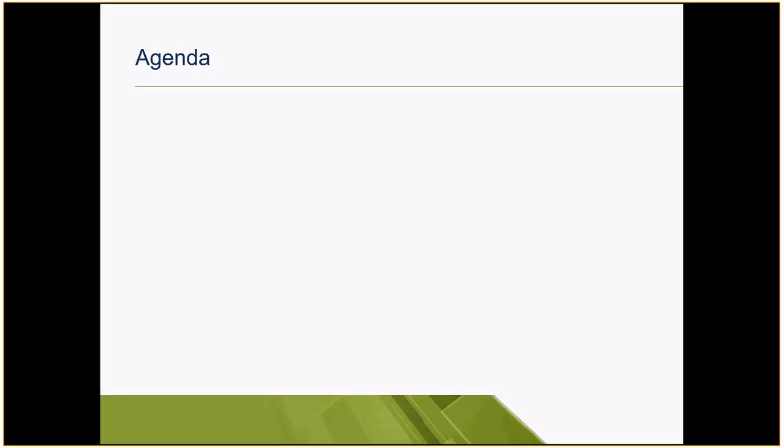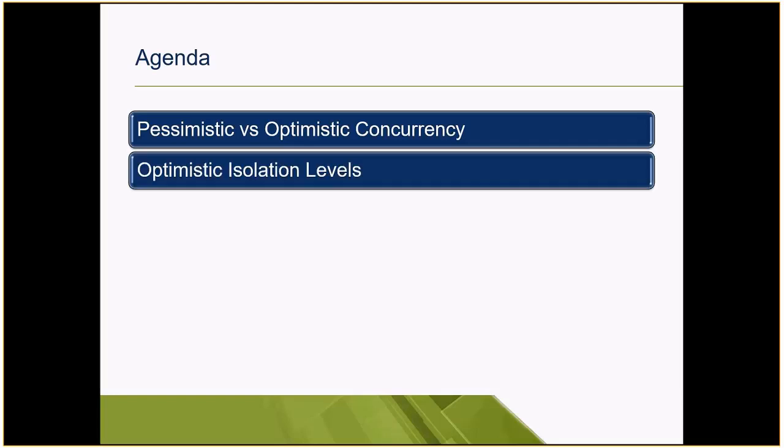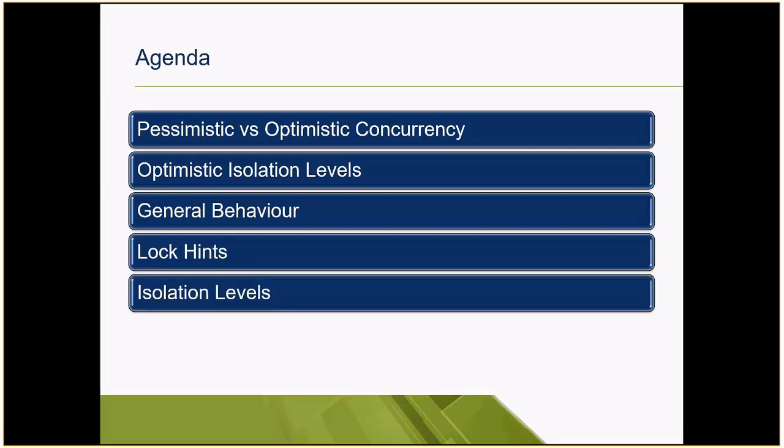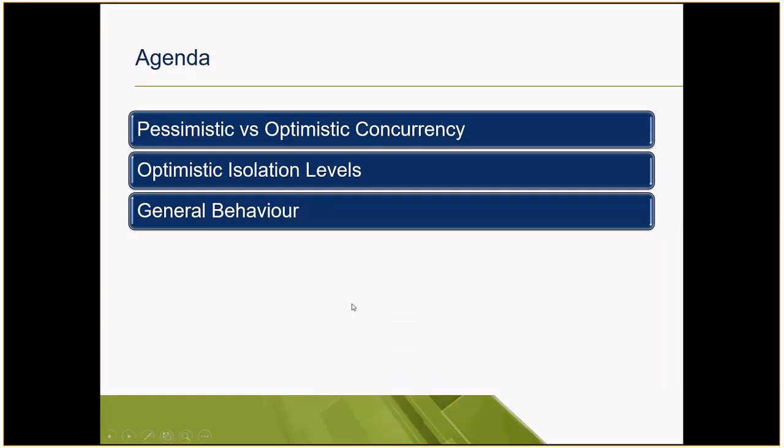Okay, what will we see today? Our subject today is pessimistic versus optimistic concurrence. What's the difference? Optimistic isolation levels. The general behavior of these isolation levels, and we will see demonstrations of them. There are two different isolation levels for optimistic concurrence.